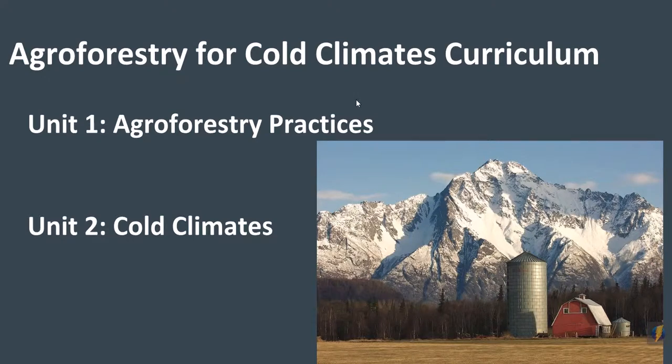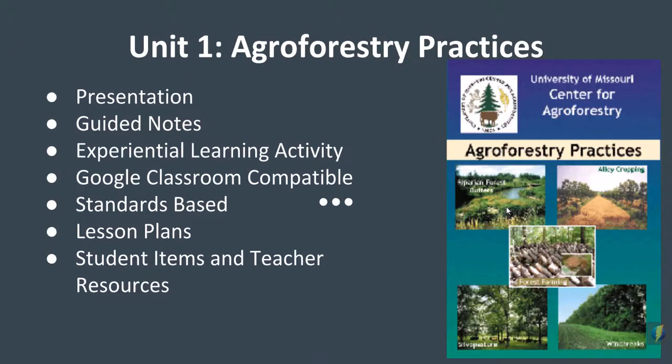We have the Agroforestry for Cold Climates curriculum, split into two units. The units are a week long each. Unit 1 goes over some agroforestry practices, and Unit 2 focuses on those practices in cold climates. The reason is that you lay the groundwork for understanding what agroforestry is, and then you can move on to understanding it for your local conditions. I've added this picture of our local area, with the mountain Pioneer Peak, to emphasize that in these cold climates agriculture is viable and is happening, so we just need to adapt agroforestry, or at least get the youth involved in understanding agroforestry for cold climates.